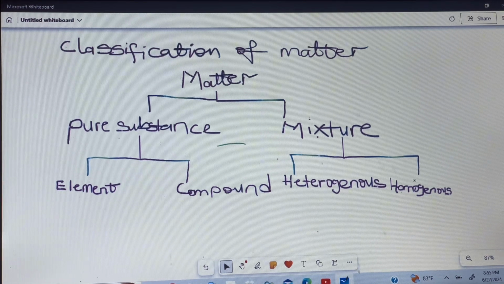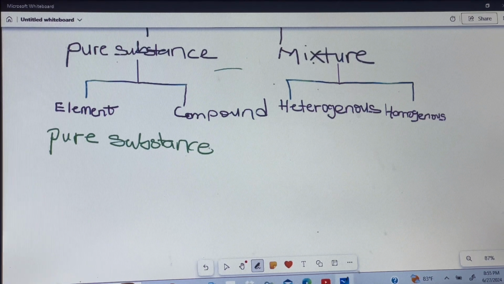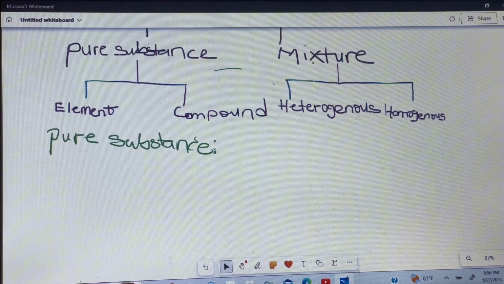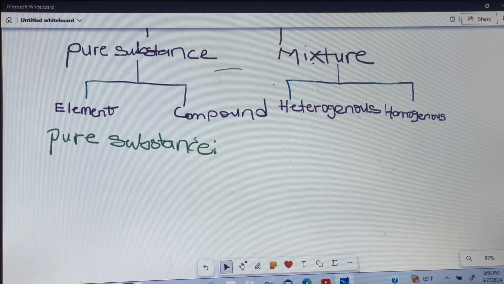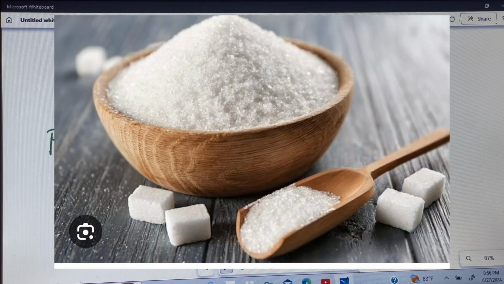So the first one, pure substance. A pure substance has a single component and constant composition. So any substance that has only one component and a constant composition means it's a pure substance, as the name implies, pure. Examples are water, salt, sugar.